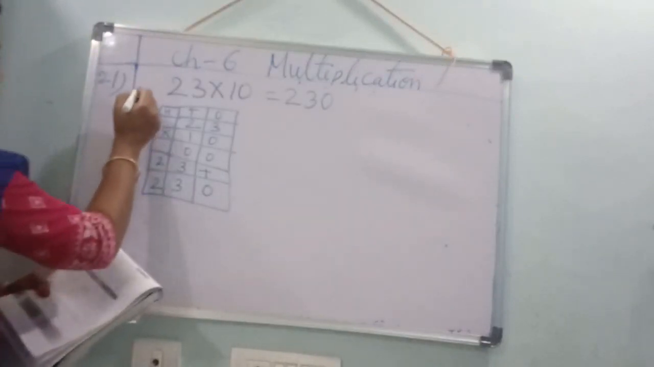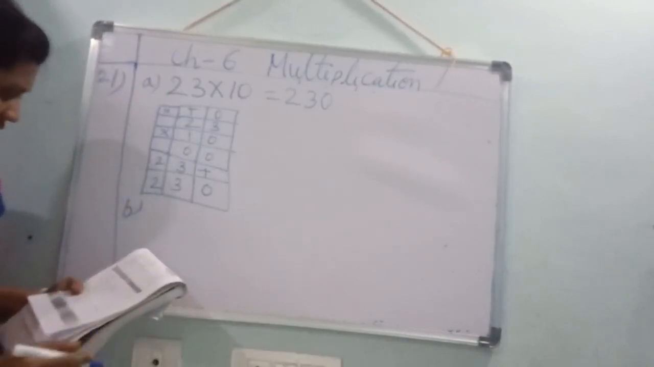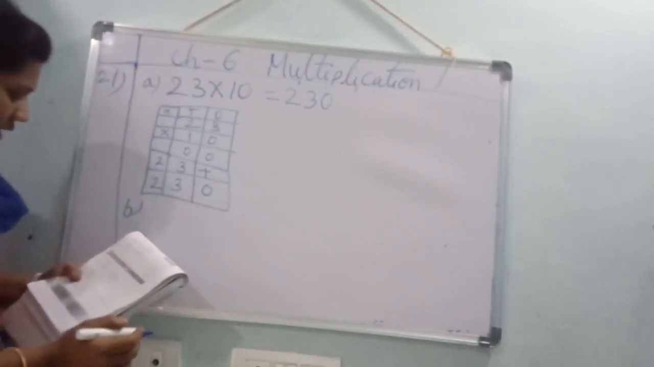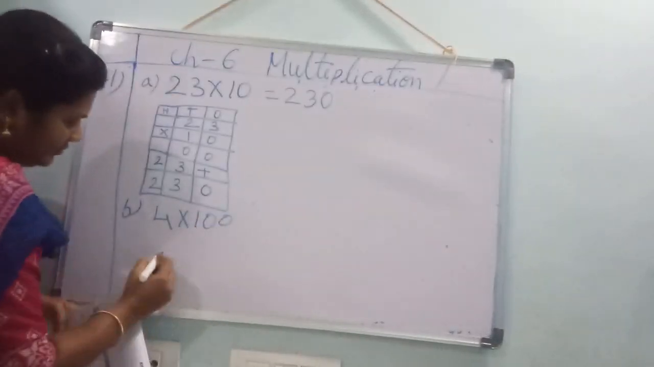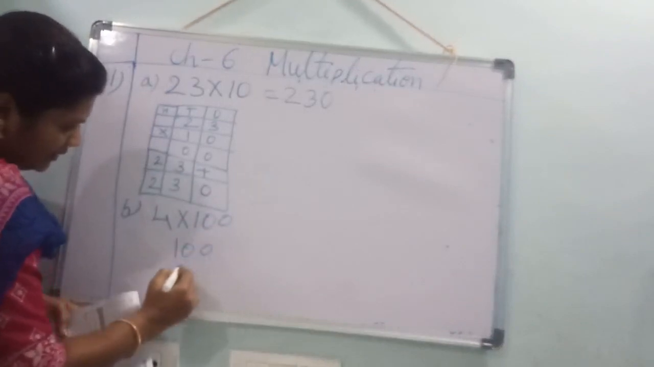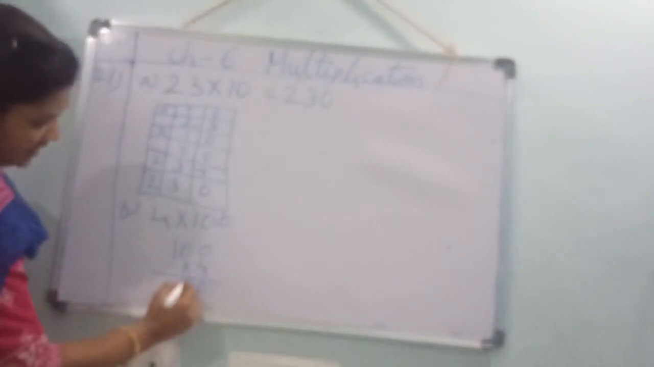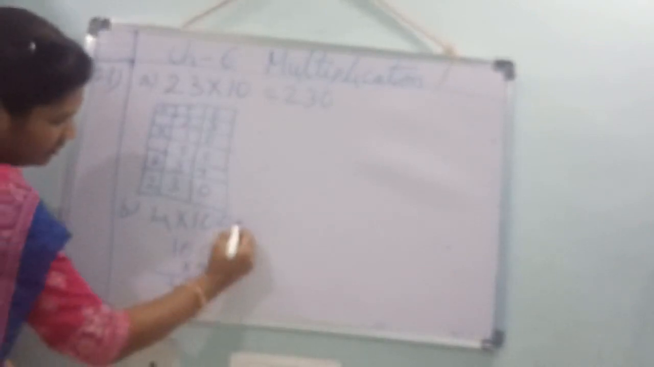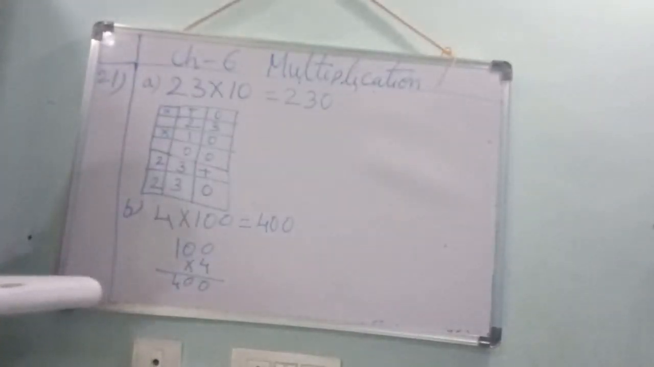Next, this is A1. Okay. B1. What is that? 4 and 100. 4 into 100. What you have to do? Again, 100 into 4. 4 zeros are 0, 4 zeros are 0. 4 ones are 4. What is the answer? 400 is the answer. Understood, children?